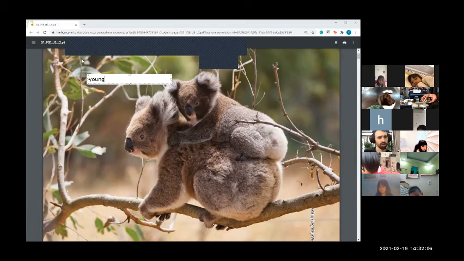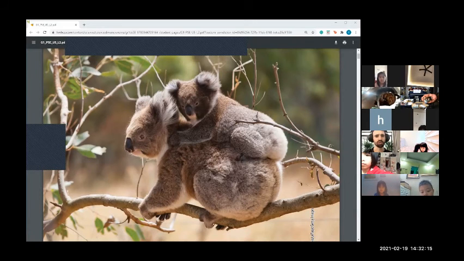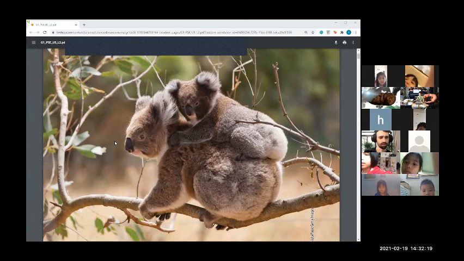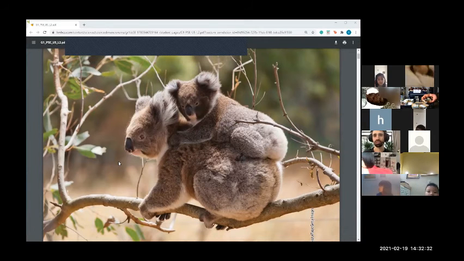Is it the big one or the small one? Everyone tell me, in 3, 2, 1, unmute. The big one or the small one? Which one's the young? Small. Yeah, the small one. If you guys ever see two animals and there's one that's super tiny and one that's really big, the super tiny one is probably just younger, or the young.